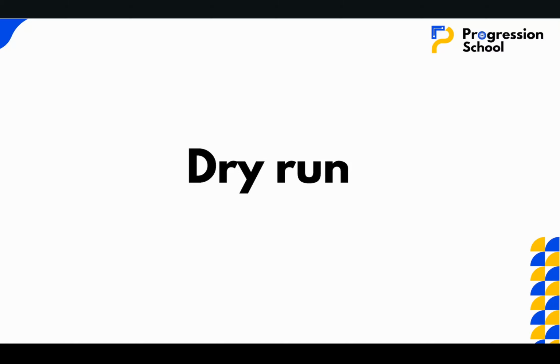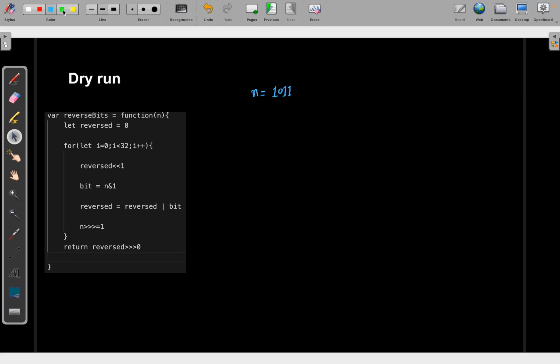In this video, we will see a dry run of the code. So let's do a quick dry run of our sample input. I will take a reverse with value 0. So I am taking rev, that is 0, right? And this is my n, basically 1011.